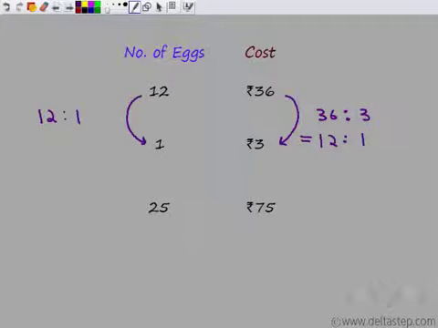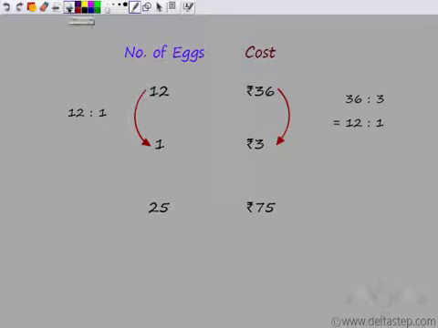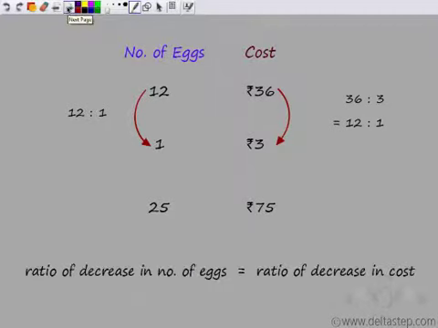So what you can see is that here also the ratio of decrease in the number of eggs is 12 is to 1. The ratio of decrease in cost is also 12 is to 1. So what I observe is that the ratio is 12 is to 1, or I can say that the ratio of decrease in the number of eggs is equal to the ratio of decrease in the cost. This is what I get.